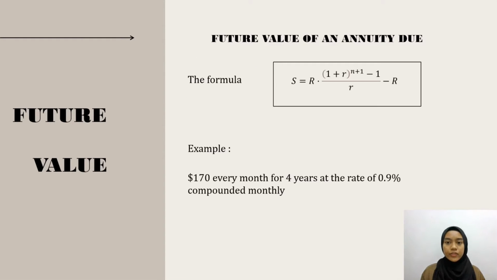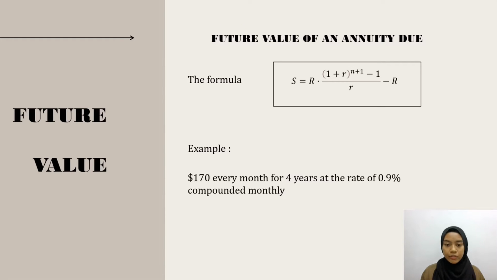Next is future value of an annuity due. So the formula is S equal to R multiplied by (1 plus R to the power n plus 1, minus 1) over R, minus R.